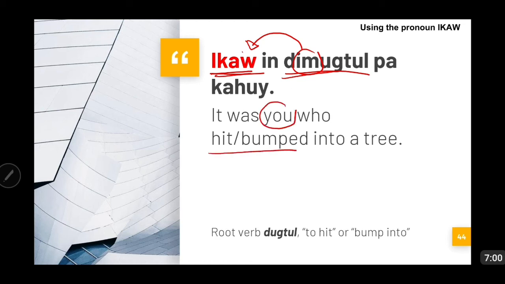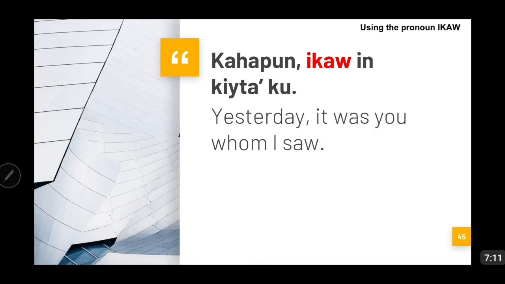So here, ikaw is the actor of the verb, and kahoy, tree, is now the receiver of the action. Okay? Next, kahapon, ikaw in kita ko. Now this time, the word ikaw does not appear at the very beginning of the sentence, but it occurs before the verb kita. Kita is an e-verb.